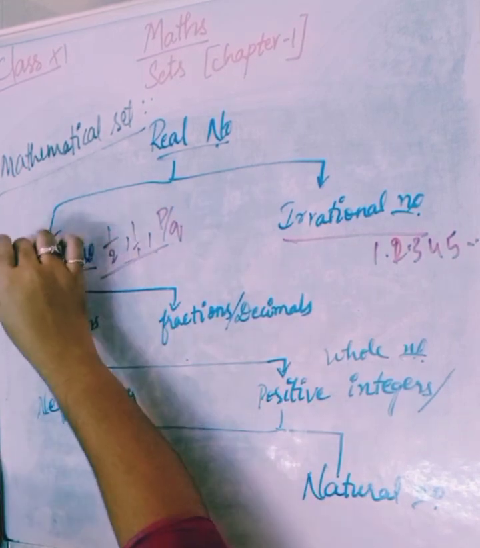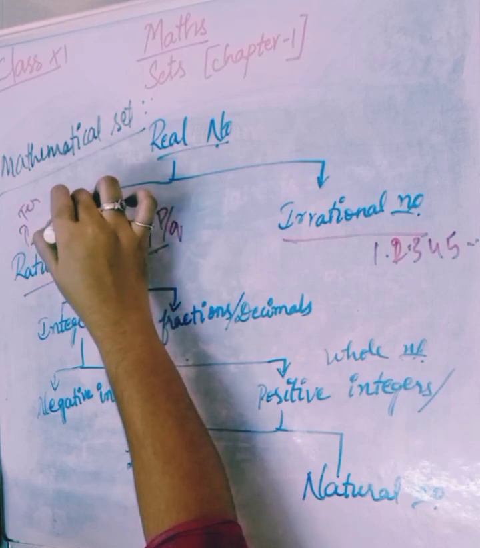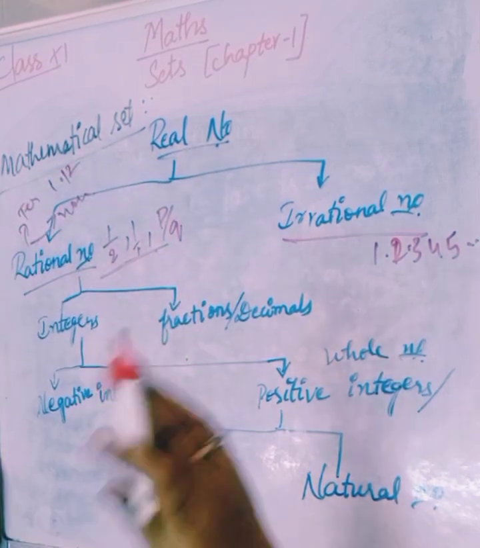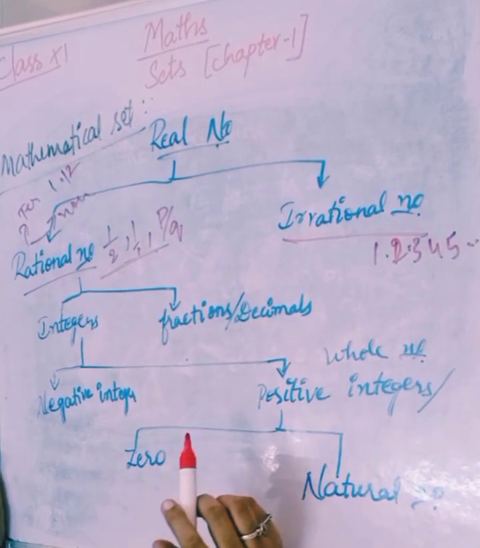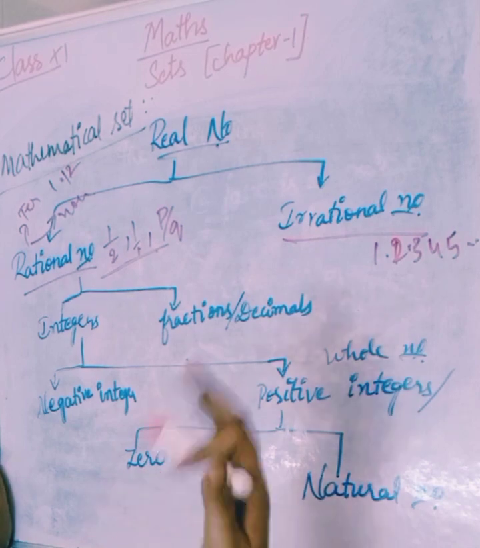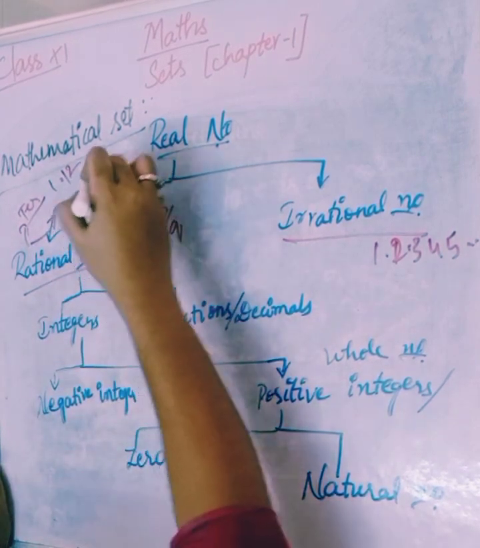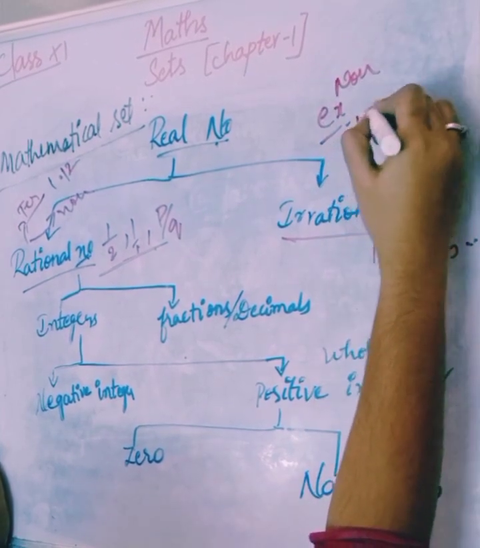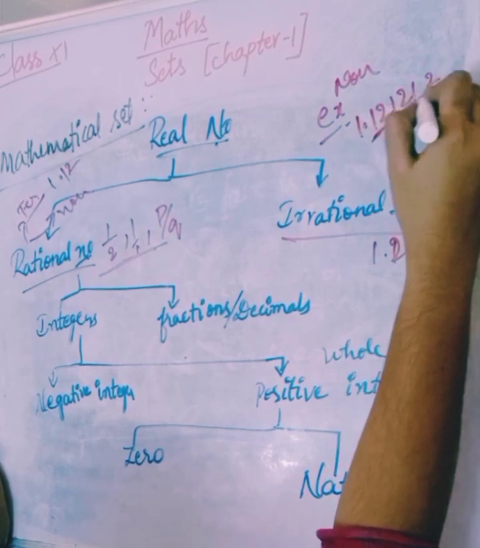In the rational numbers, we have another two types. One is terminating, another one is non-terminating. Terminating means like 1.12, it's stopping there only. If you divide anything, for example 1 by 2, you will get 0.5. Is it dividing exactly? So that we will take as terminating. Non-terminating means, for example, you can write 1.121212. That means 12 is repeatedly coming.